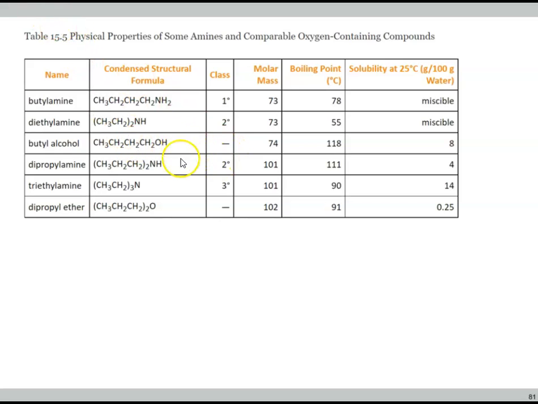We have a comparison here between an alcohol and an amine functional group in terms of their boiling points, and you can see that they're similar in terms of their boiling points. Because of that capacity to hydrogen bond, these have typically higher boiling and melting points.